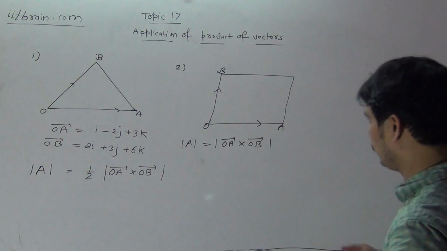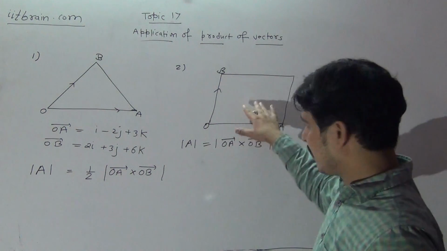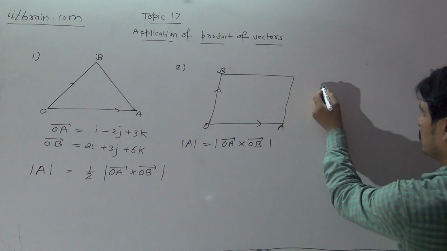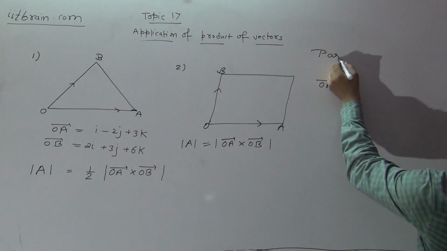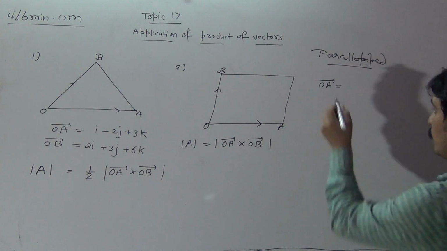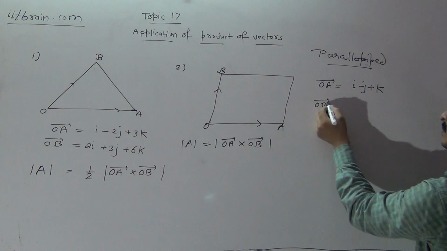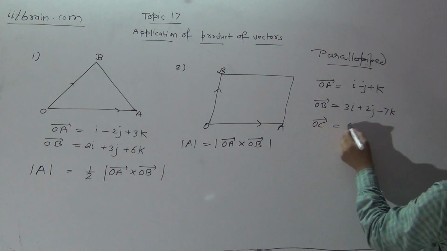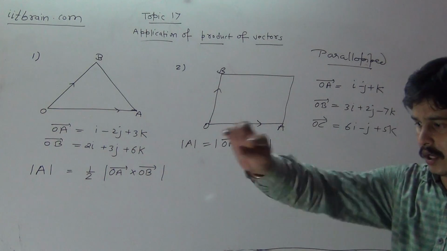सिमिलरली अगर किसी पैरेललोपाइड मीन्स कोई ऐसी डिवाइस जो पैरेललोग्राम जैसी ही है मगर 3D में, मतलब जिसकी हाइट भी है, और उस पैरेललोपाइड के एक कॉर्नर से 3 कंसेक्यूटिव साइड्स आपको दी हुई हैं OA, वी आर डिस्कसिंग फॉर पैरेललोपाइड। देन फॉर पैरेललोपाइड इफ OA वेक्टर इज लाइक i minus j plus k, OB वेक्टर इज 3i plus 2j minus 7k, and OC vector is 6i minus j plus 5k. Like these are 3 vectors at a particular point, OA, OB and OC.